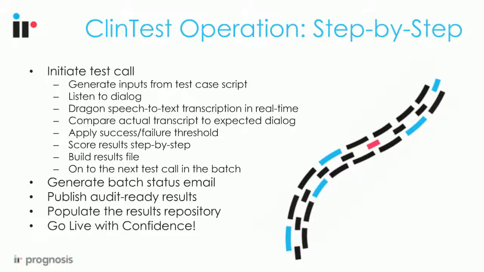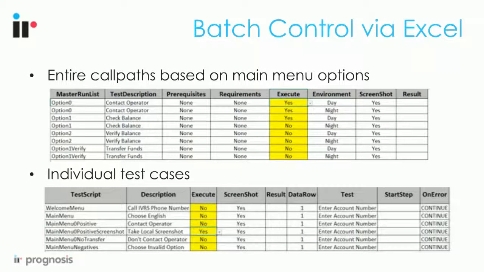But the next thing I'd like to share with you is what it really looks like. So let's take a look at some of the controls and some of the outputs and talk about what it takes to make all this happen. So batch control is a key element of this. Batch control is what we use to create the test case sequences that are running. And this all happens within Excel, so you don't have to learn to be a programmer.